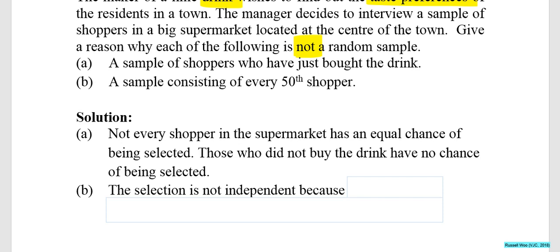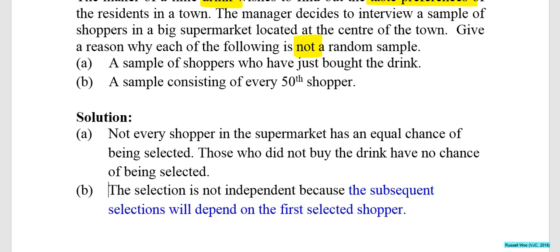Now, next one. Why is a sample consisting of every 50th shopper not a random sample? Because it's not independent. I choose the first one, and every 50th shopper will be selected. So the reason is very simple: the subsequent selections depend on the first selected shopper. It's not independent. This tackles the idea of independence. Okay? Right.